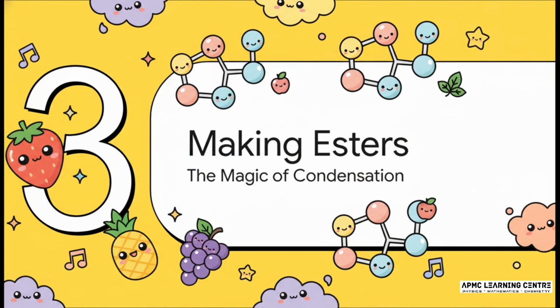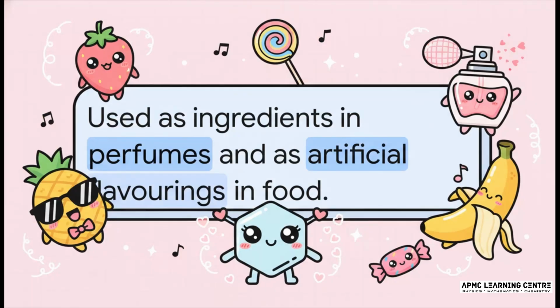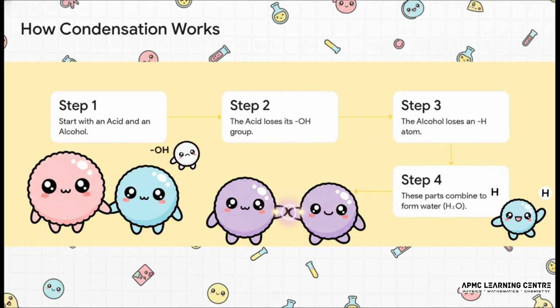All right, Section 3. This is a really cool one, making esters. It's this magical process called condensation or esterification. And believe it or not, it's how we get so many of the smells and flavors that we know and love. So why are we even talking about esters? Well, because they smell amazing. Seriously, these are the molecules that give us so many sweet smells and flavors. You know, perfumes, the artificial flavoring in candy that tastes like banana or pineapple. Yep, that's all esters. They're a massive deal in the food and perfume industries. Okay, so how do you actually make an ester? The reaction is called condensation.